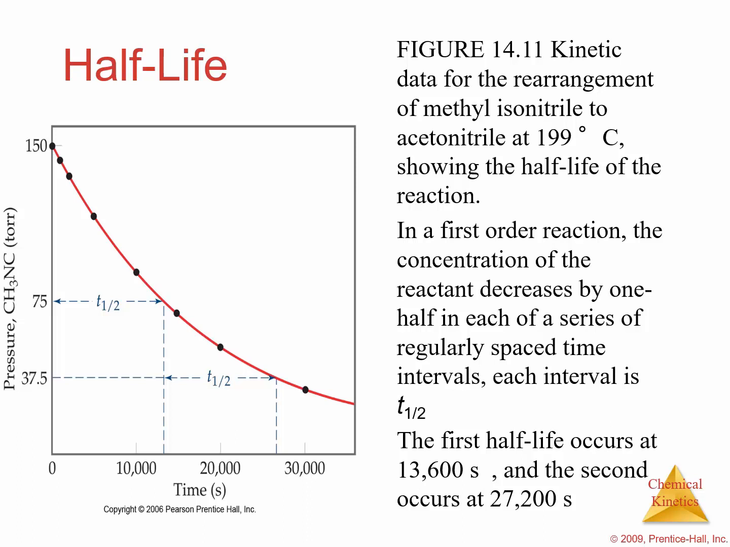You see here, in a first-order reaction, the concentration of the reactant decreases by 1/2 in each series of regularly spaced time intervals. Each time is t1/2. So here we have the first half-life occurring at around 13,600 seconds, whereas the second half-life occurs at around 27,200 seconds. So this is how you determine half-life.